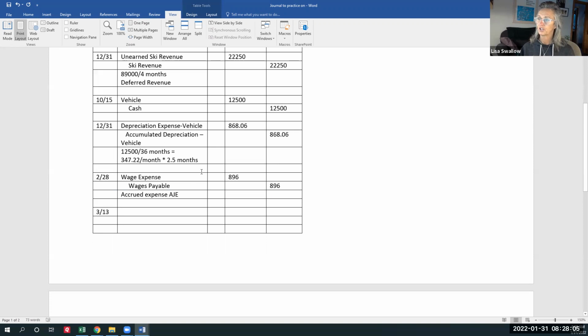So the first journal entry is to debit wage expense and credit wages payable. Whenever you are making an accrued expense AJE, you will use a payable account.